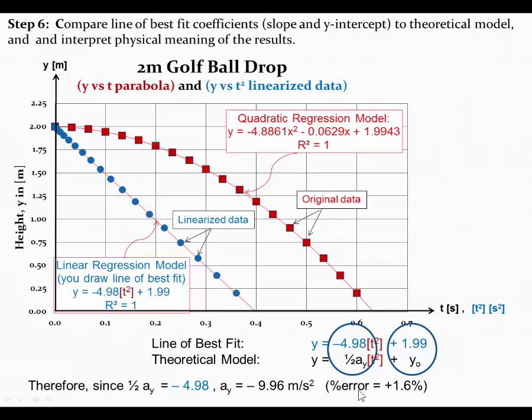And that, when we compare it to our gravitational acceleration of negative 9.80 meters per second squared, is about a 1.6% error. So we lost a little bit of precision running a line of best fit rather than a regression on our actual data. But even so, we're still within 2% error.